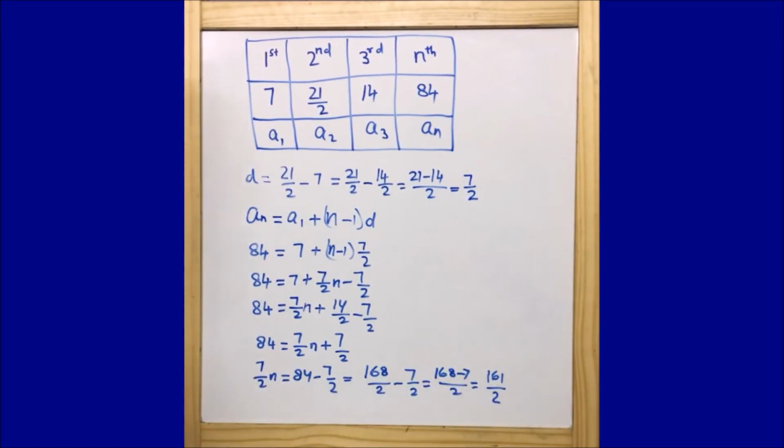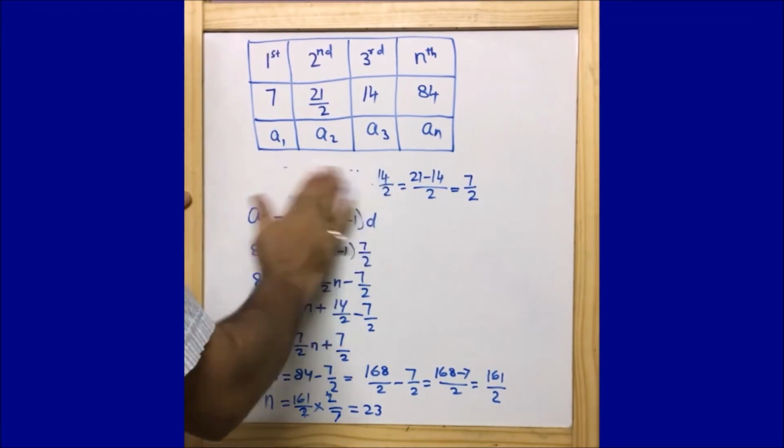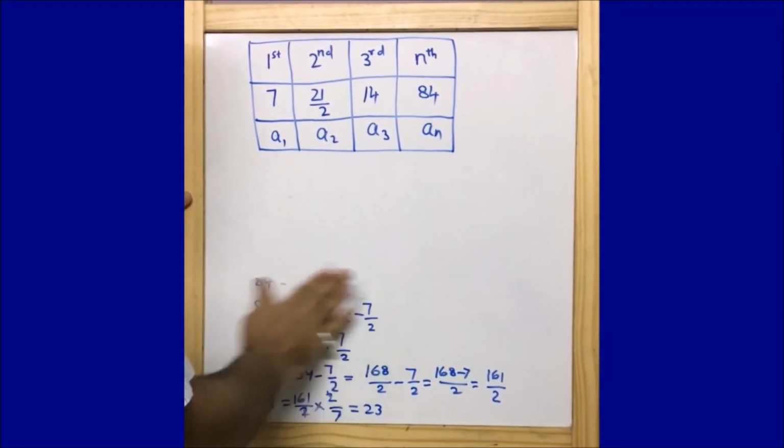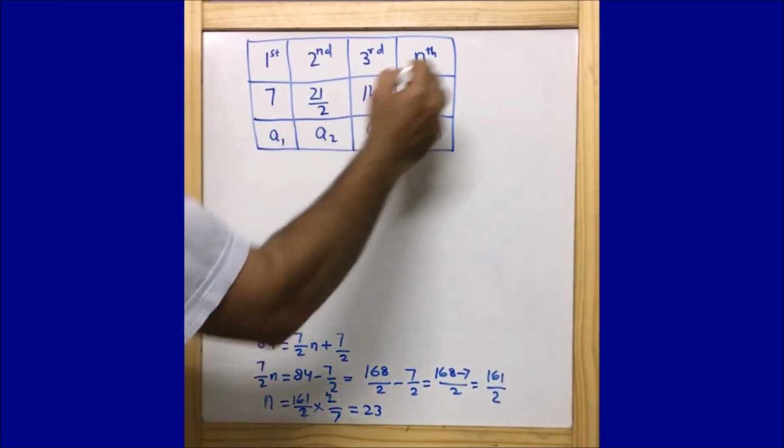So we got 7/2 n is equal to 161/2, or n is equal to 161/2 into 2/7, moving the 7/2 to the other side. The 2 and 2 cancel, and we are left with 161 divided by 7, which is 23. So we got the value of n as 23.